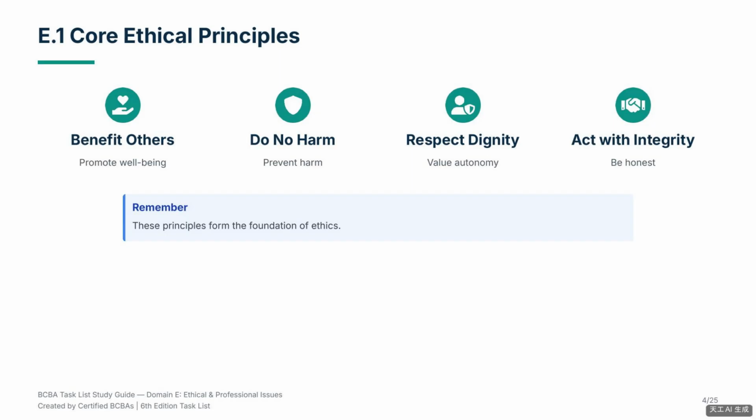All ethics decisions are built on 4 core principles. First, benefit others. Your actions should improve client well-being. Second, do no harm. Even well-intended actions can still cause harm. Third, respect dignity. Clients have autonomy, preferences, and rights. And fourth, act with integrity. That means honesty, transparency, and accountability. Every ethics question on the exam traces back to these 4 ideas. If an answer violates one of these, even subtly, it's wrong.